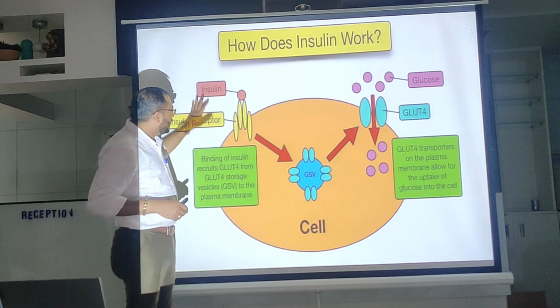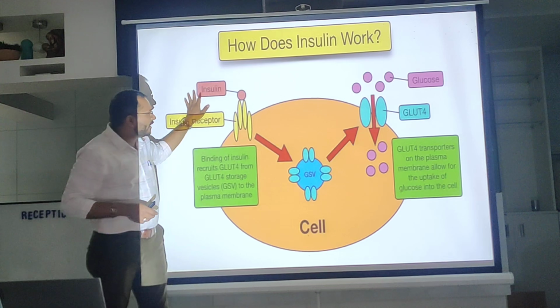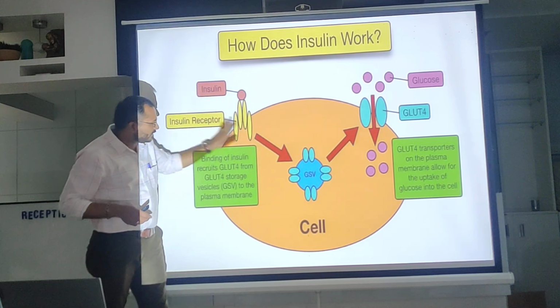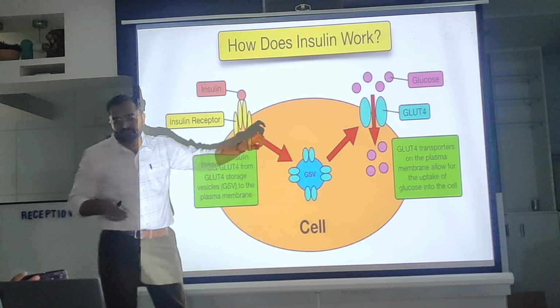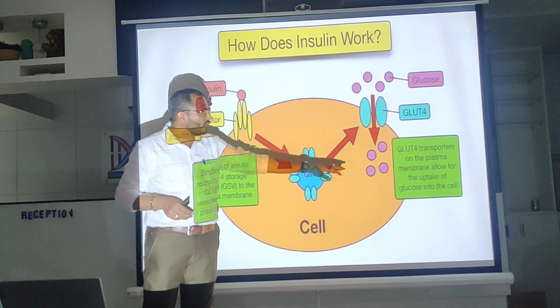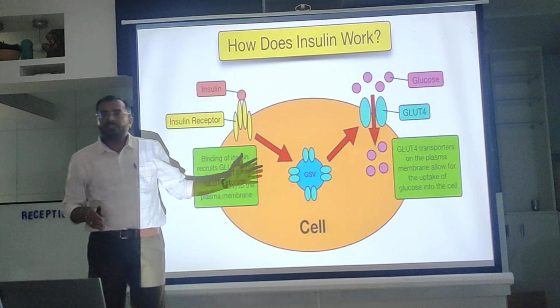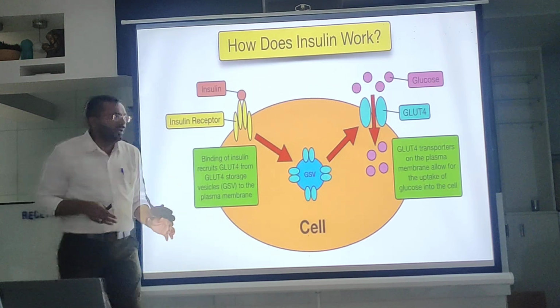So if insulin is there, then it can open, but it does not act directly. It acts on this, it acts on this, and then this acts to open this. So this is the working. So glucose can enter into the cell and glucose can be stored. That is how the muscles or the cells can utilize glucose in a proper way.